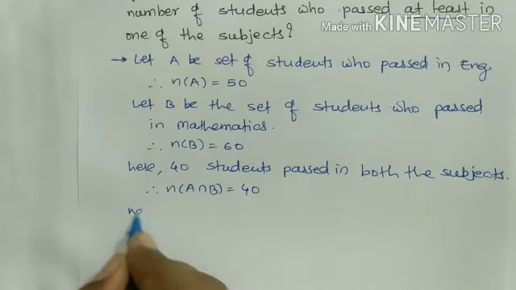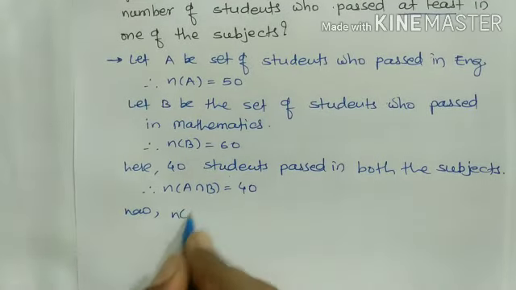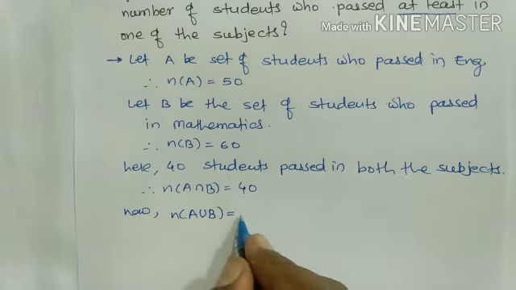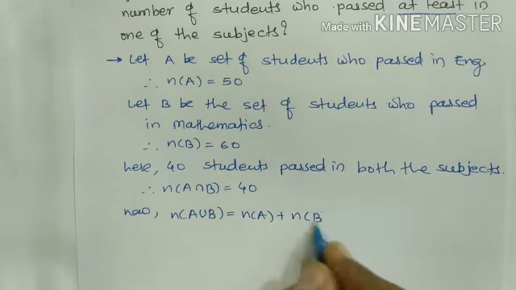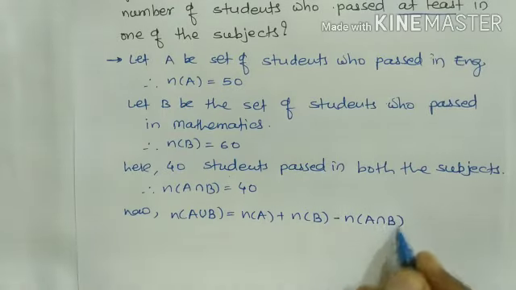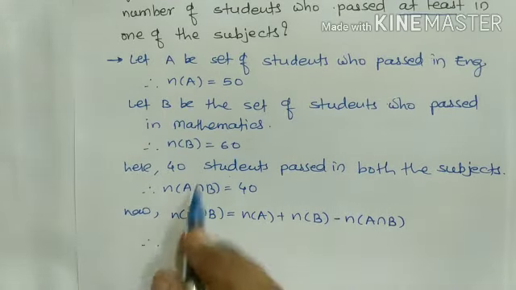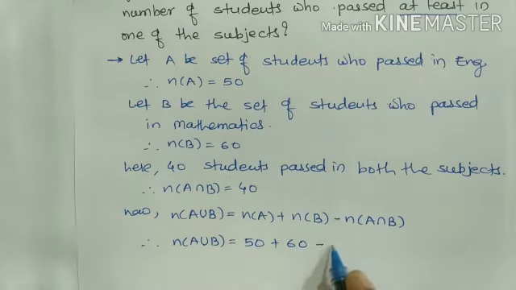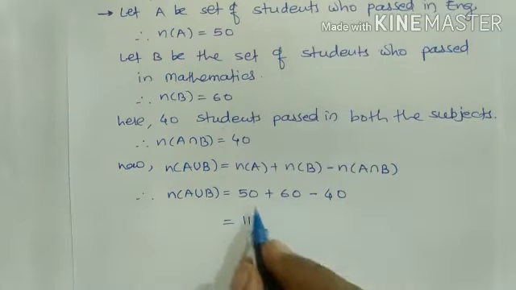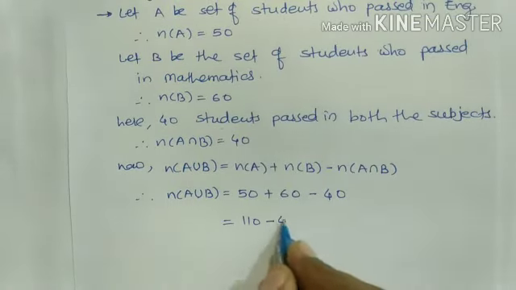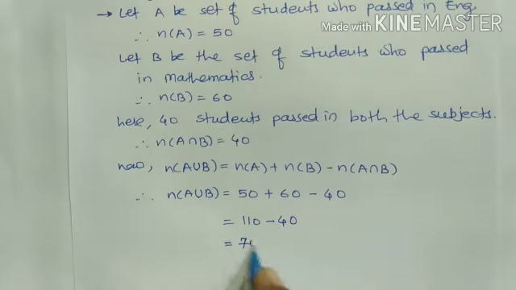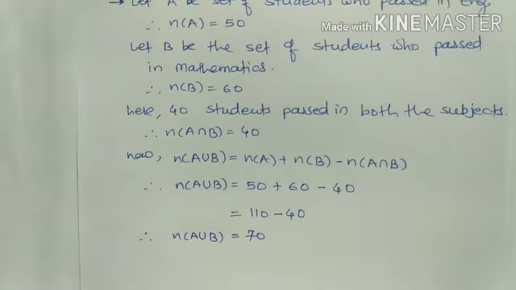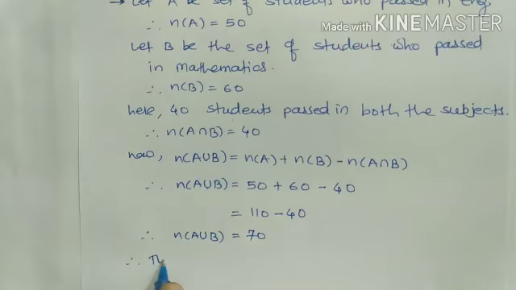Now, number of A union B, we know the relation: number of A union B equals number of A plus number of B minus number of A intersection B. Therefore, number of A union B equals 50 plus 60 minus 40. 50 plus 60 equals 110, minus 40 equals 70, and therefore number of A union B equals 70.